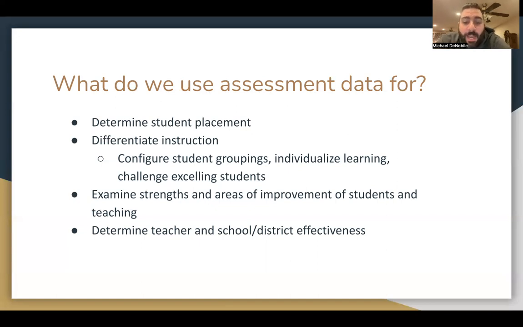Examine strengths and areas of improvement of students and teaching. Notice I don't say weaknesses here. A lot of this has to do with growth mindset. So in terms of growth mindset, if you remember the types of feedback that I often give you on your assignments, I do glows and grows. We don't say glows and dimness or something like that.